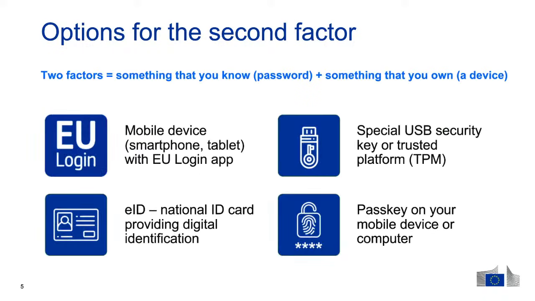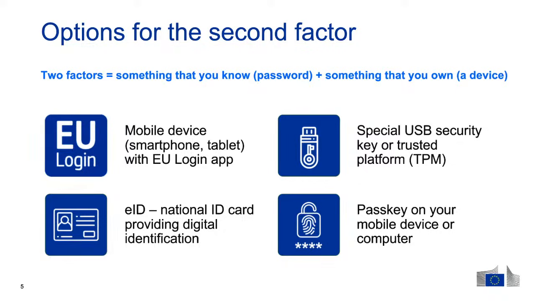Now to go into the details of how you can do this and which options you have for the second factor. So two-factor authentication in principle means you have to have something that you know, meaning in our case your password, which has to be complemented by something that you own, a device. And this is the second factor.